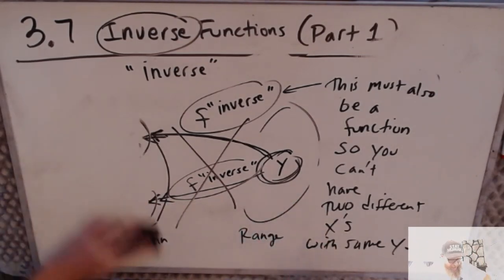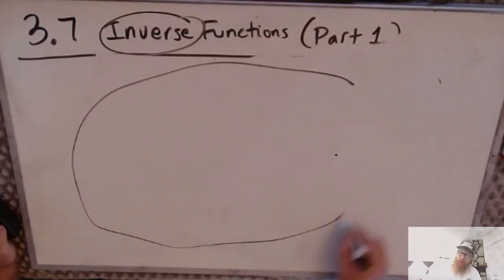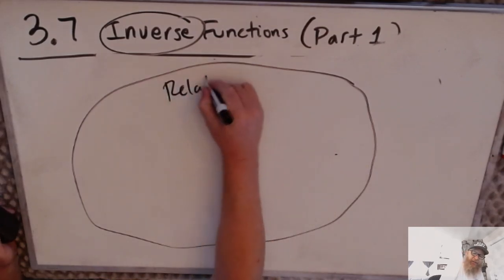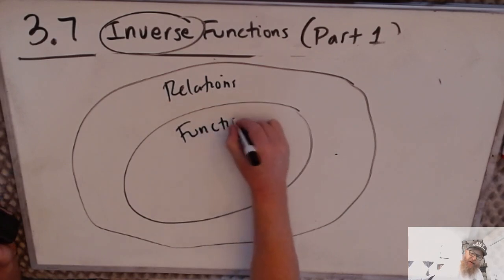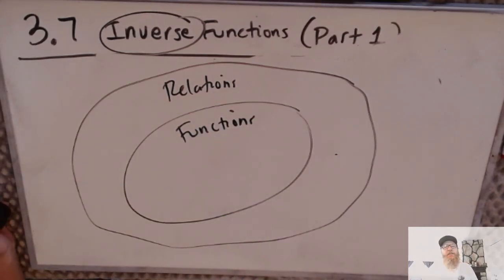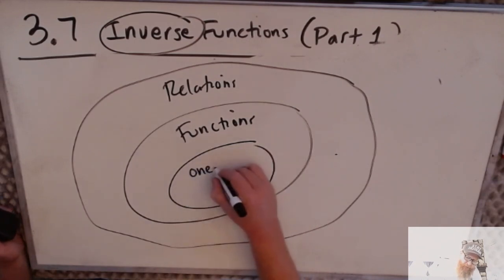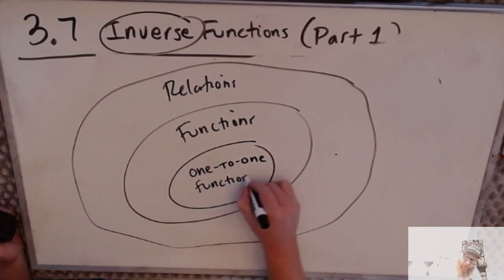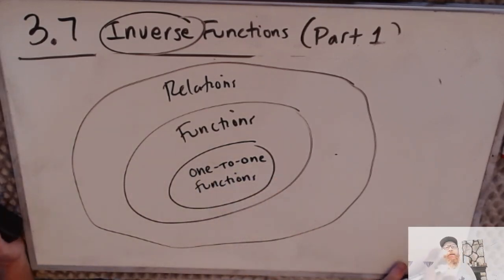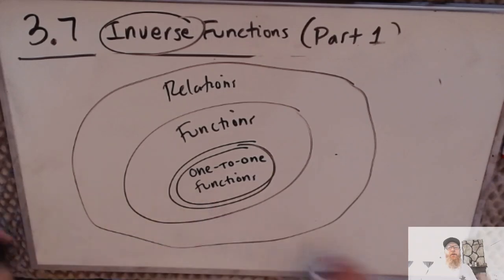And so what we're going to do is further restrict our idea. We have relations. We have a subset of the relations called the functions. And then we have an even smaller subset called the one-to-one functions. And this is what we're going to talk about today, one-to-one functions.